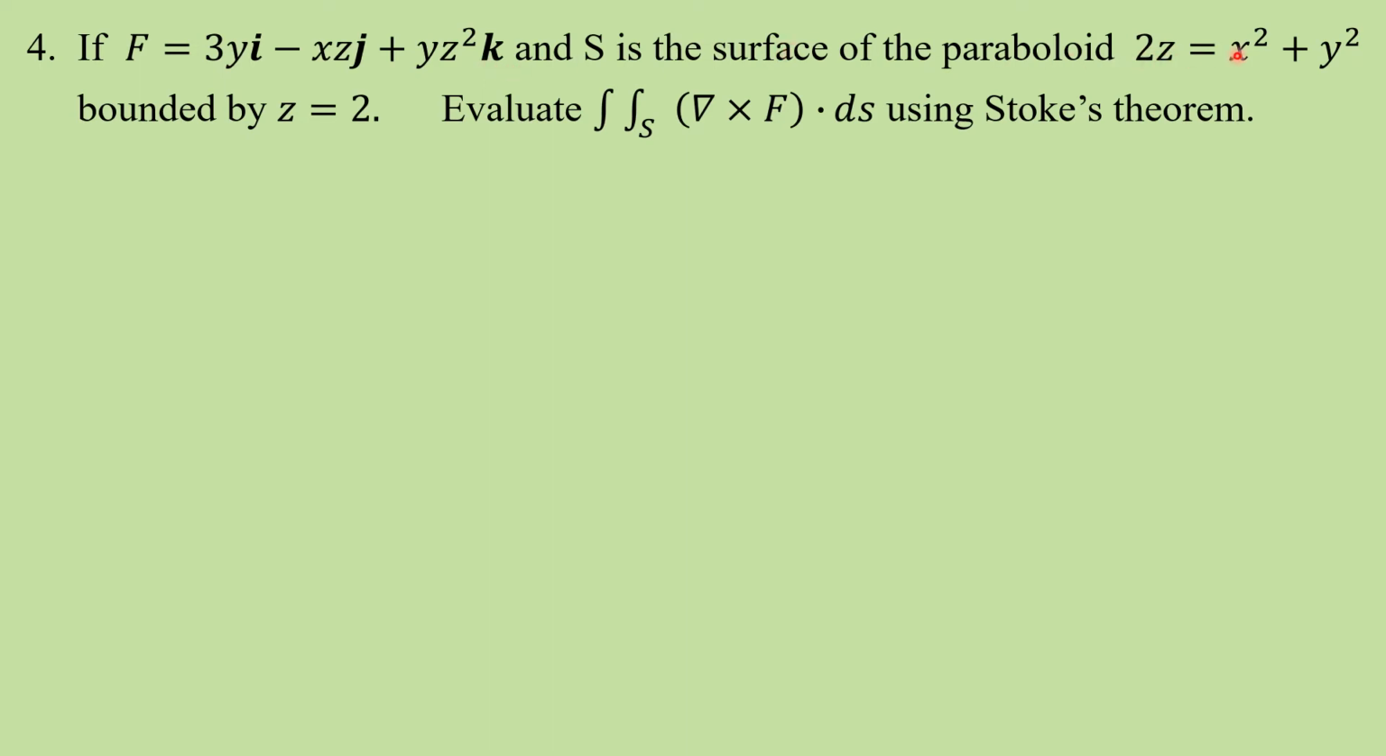Next problem: if vector F equals 3y i minus xz j plus yz square k, and S is the surface of the paraboloid 2z equal to x square plus y square bounded by z equal to 2, evaluate the surface integral of curl F over S using Stokes theorem.